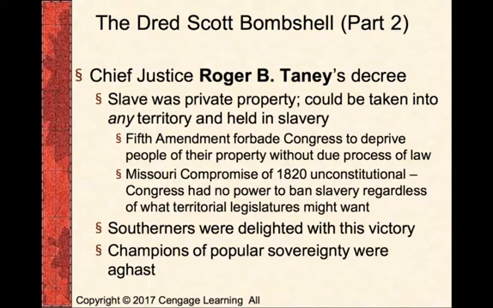Taney went on to say that the Fifth Amendment forbade Congress from depriving people of their property without due process of law, and therefore he goes a step further and says that the Missouri Compromise of 1820 was unconstitutional because Congress had no power to ban slavery regardless of what territorial legislators might want.